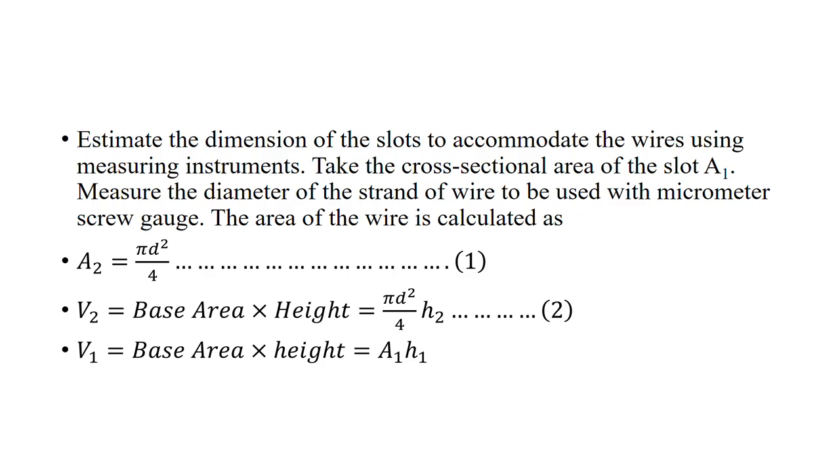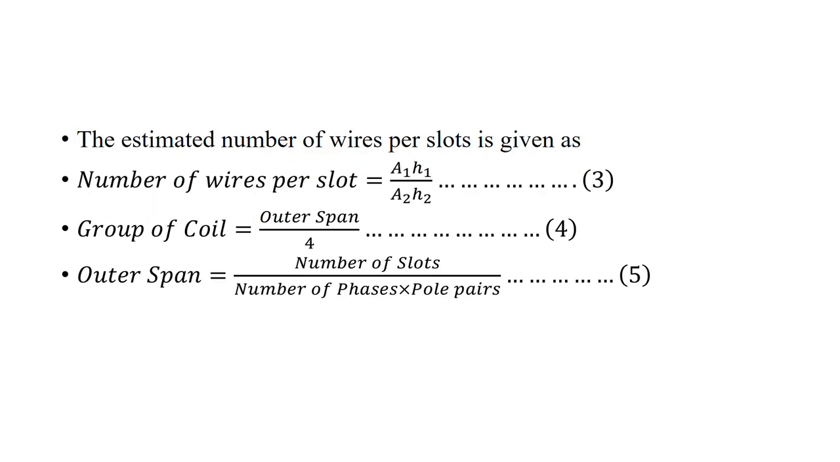The area of the wire is calculated as A2 is equal to pi d squared over 4. Let that be equation 1. V2, the base area times height, which is pi d squared over 4 multiplied by height 2. Equation 2. V1 is equal to base area times height, which is A1 times H1. Let us go to the next slide.